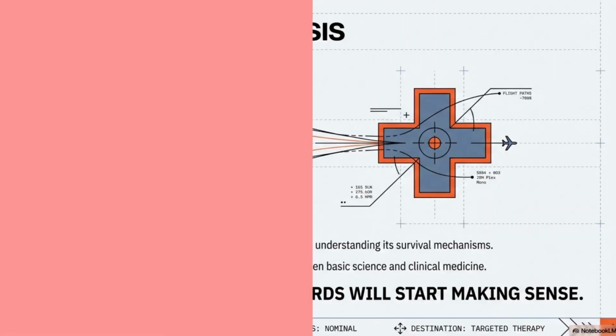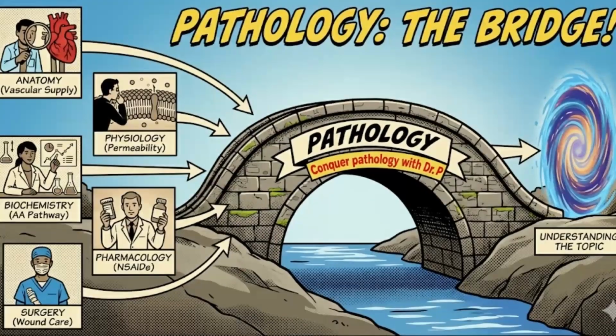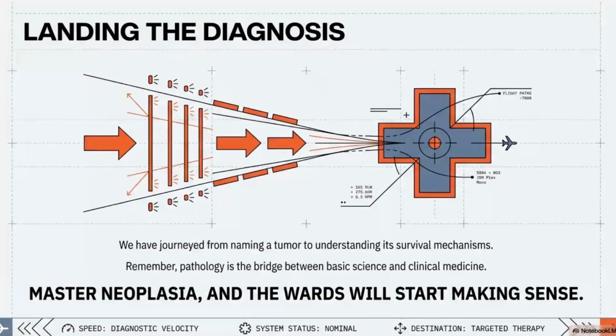Let's wrap this up. So we have journeyed from the naming of the tumor to the molecular markers that allow it to survive, and finally how we diagnose it in the lab. Remember, pathology is the bridge between basic science and clinical medicine. Master neoplasia and the wards will start making sense.